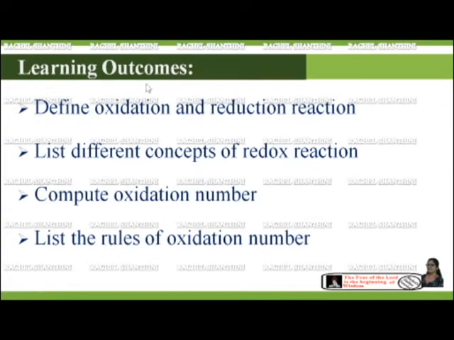Learning outcomes. Students, at the end of this session 1.12, you will be able to define oxidation and reduction reaction, list different concepts of redox reaction, compute oxidation number, and list the rules of oxidation number.